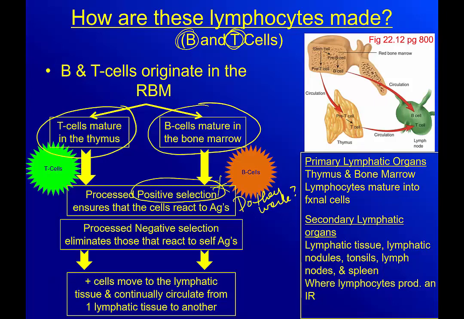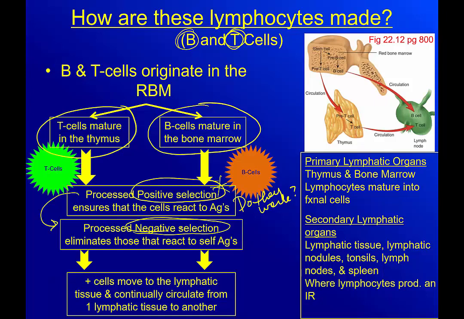If they work, great, they go to the next test. If they don't, at this point, I kill them. There's no reason to keep something around that doesn't do a job in my body. It's just wasting energy for me. So if they pass the first test, they move to the second test. The second test is negative selection.